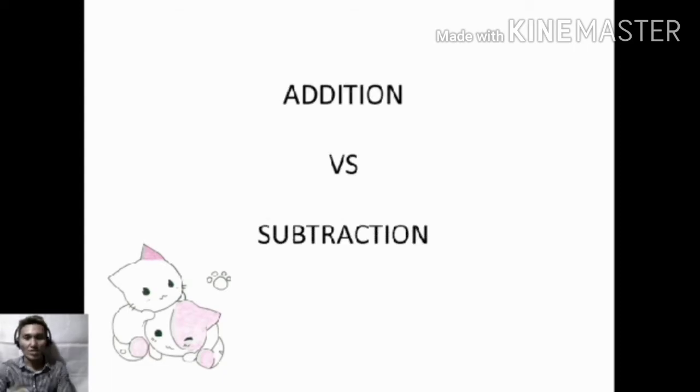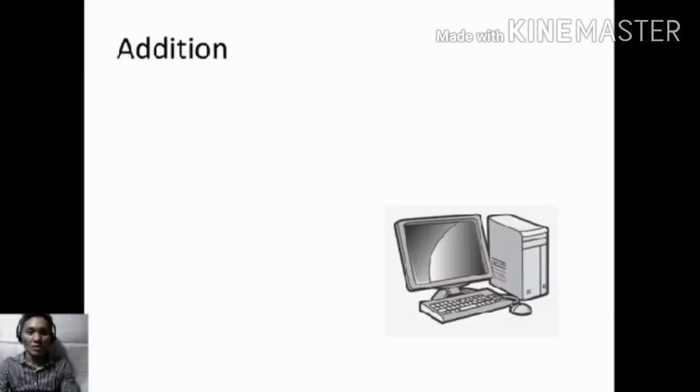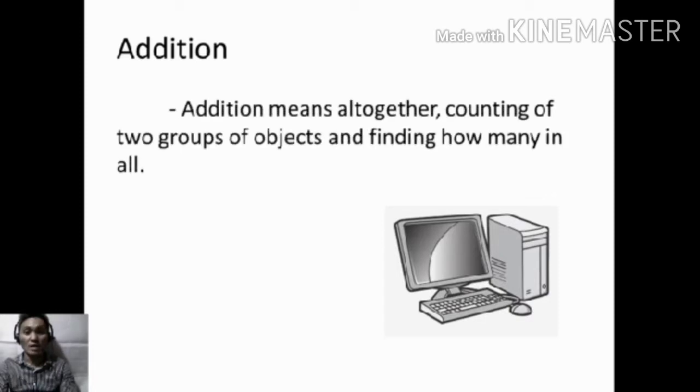So this time, I will teach you the differences between addition and subtraction. So first, we find the meaning of addition. When you say addition, that is altogether counting two groups of objects and finding how many in all. So here is the example, we have two markers and one eraser.